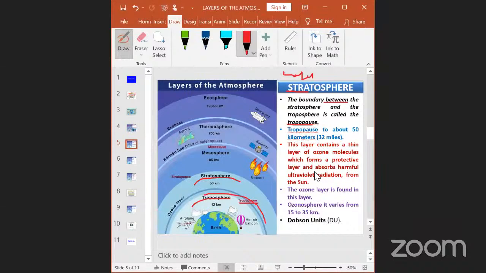It is the region where aeroplanes fly, because this less turbulent layer provides a smoother ride. The jet streams flow near the border between the troposphere and the stratosphere. The lower boundary of the stratosphere is called the tropopause.